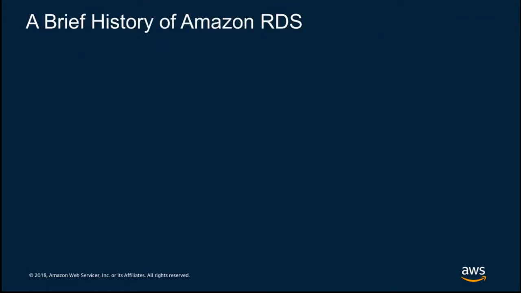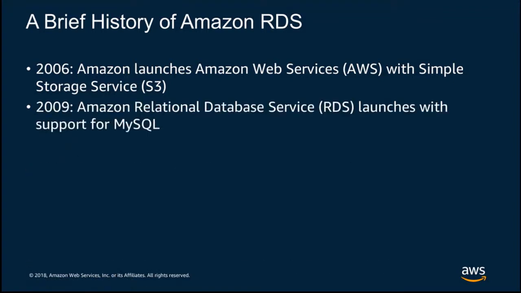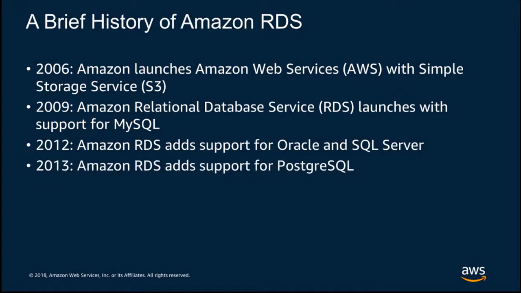But first, to set the stage, I want to talk about the history of Amazon RDS. RDS, of course, stands for Relational Database Service. Before we talk about that, we have to talk about the beginning of AWS. AWS was launched way back in 2006 with our very first service, Simple Storage Service, or what most people call S3. Three years later, we first launched RDS, with the first relational database engine we supported in RDS being MySQL. And three years after that, we added support for Oracle and SQL Server in RDS. And then we added support for Postgres in 2013.